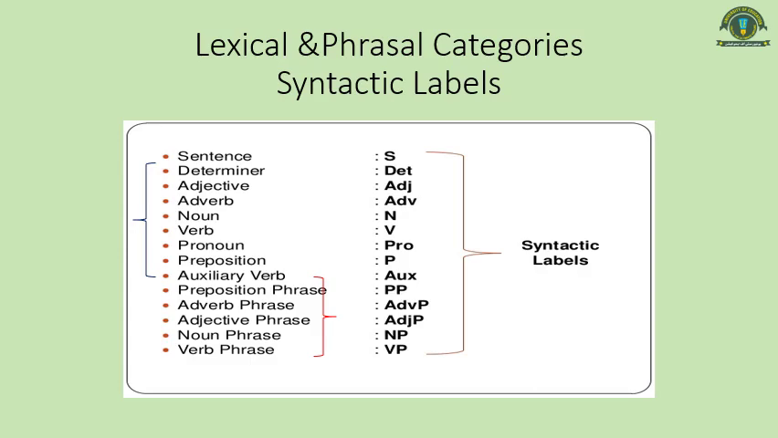Prepositional phrase or preposition phrase is with PP, adverb phrase is with ADVP, adjective phrase is with ADJP, noun phrase with NP, and verb phrase is denoted with VP. So these S, DET, ADV, PRO, P, PP, NP, VP, these are the syntactic labels.